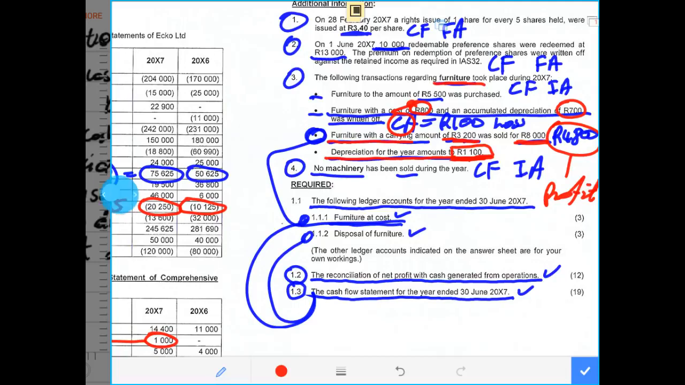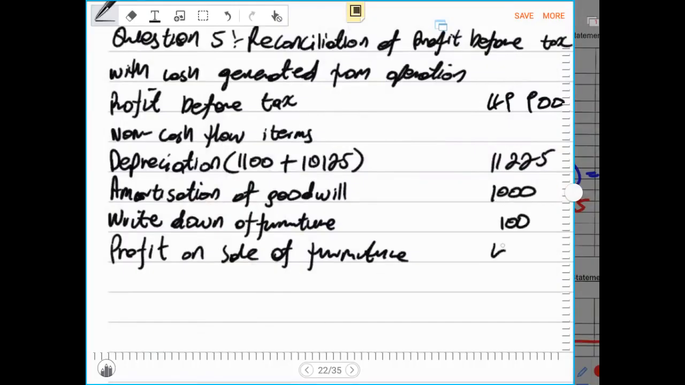And also, a profit is a non-cash item. So that 4,800 must be removed from the profit. It will have to be negative, because a profit increases the profit. Remember, a profit is income. Therefore, this profit would have increased the net profit.